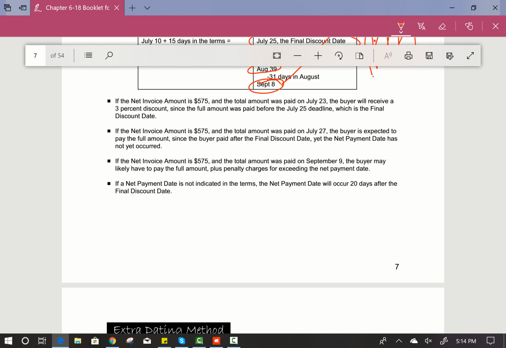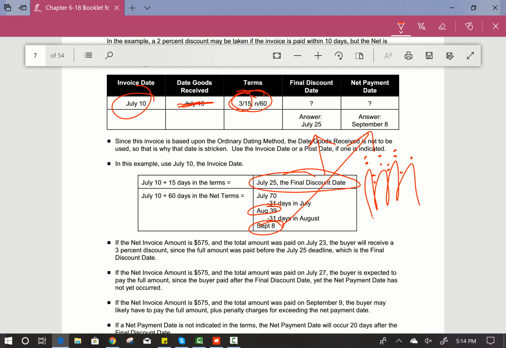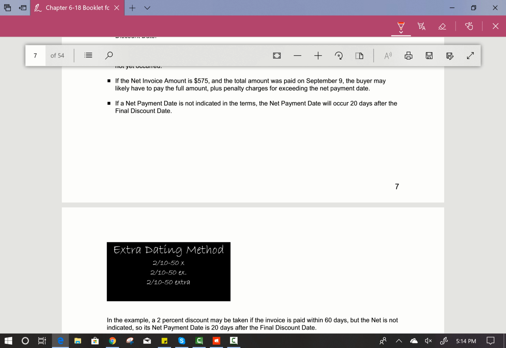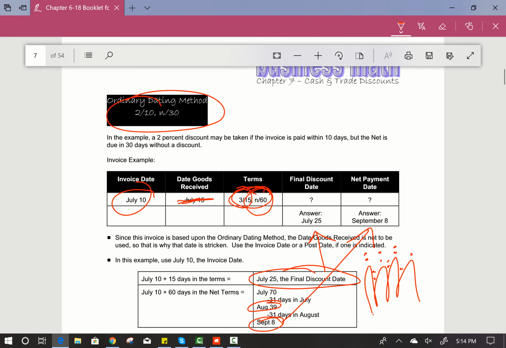If a net payment date is not indicated in the terms at all, for example, ours says net 60 right there. If that's not included, then you can assume that the net payment date will occur 20 days after the final discount date. That will be on all the different types of invoices. Okay, so that's the ordinary dating method.